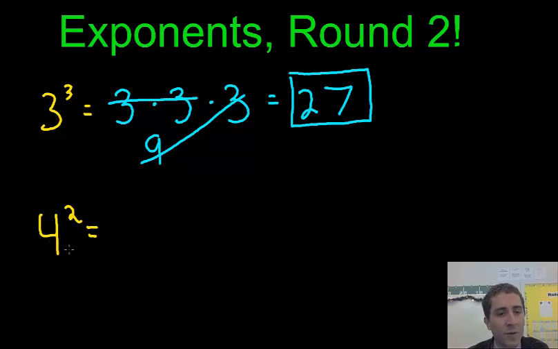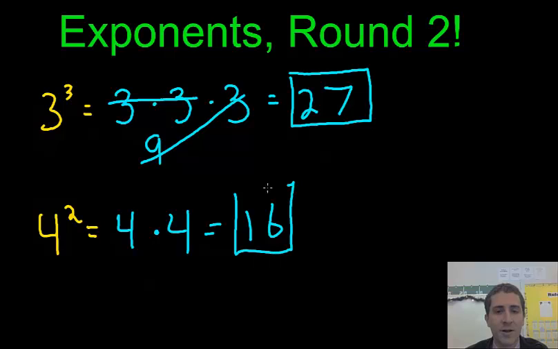For the second one, you had 4 to the second power, or 4 times 4. And 4 times 4 is 16. So 4 to the second power is 16.